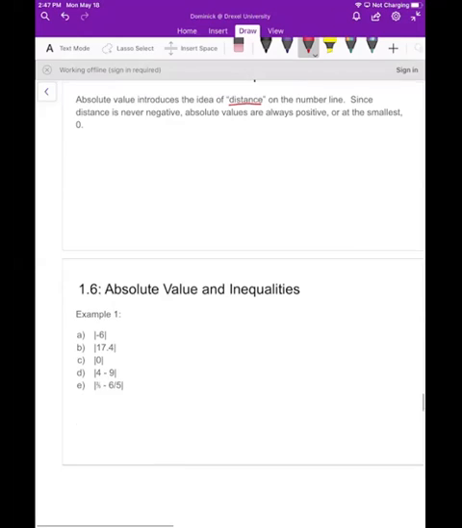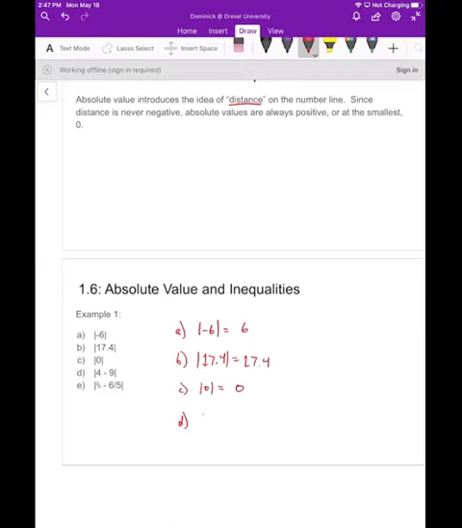So if you want to take the absolute value of a number, all that you need to do is just make it positive if it's not already positive. So the absolute value of -6 is 6. The absolute value of 17.4 is already positive, so you just keep that as 17.4. Okay, part C, we want the absolute value of 0, and that's just 0.